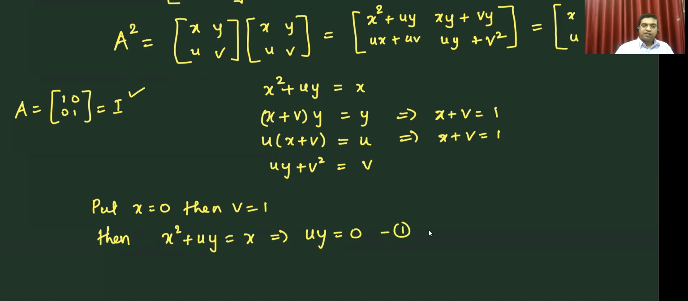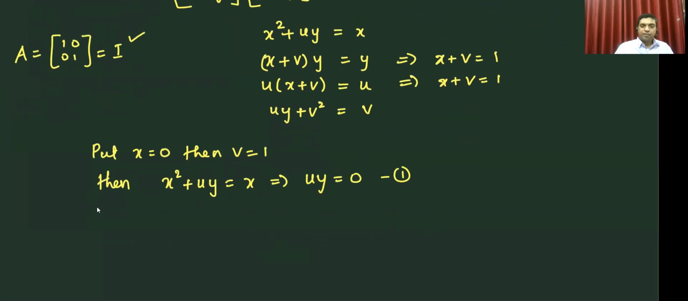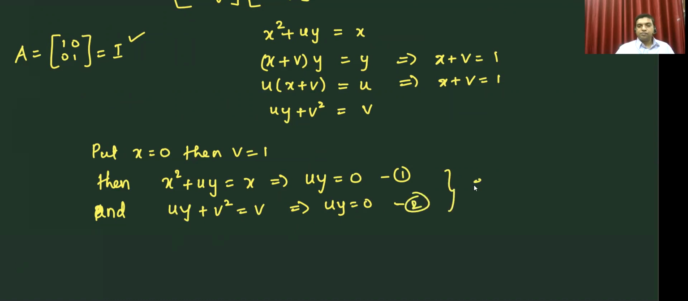All right. The second term, sorry, uy plus v square is equal to v, which implies v is 1, so 1 and 1 cancel, so again uy is 0. Okay, uy is 0, same thing. So either u is 0 or y is 0.